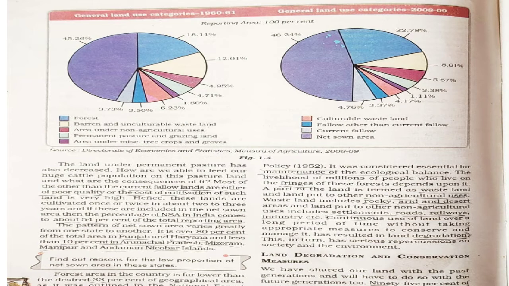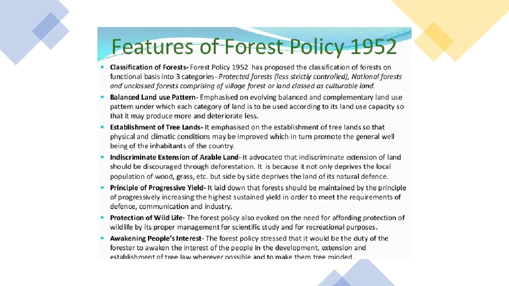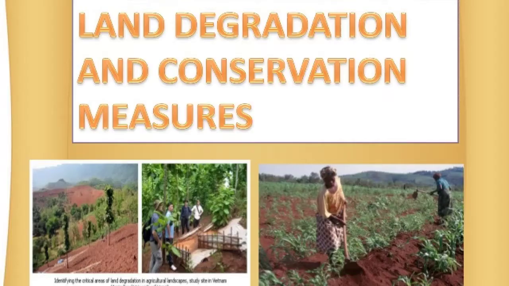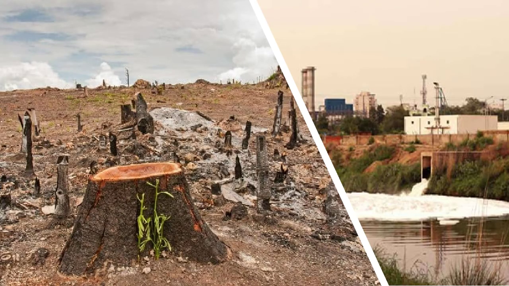Now the second topic will be land degradation and conservation measures. This is a topic about how lands in India are getting degraded and what measures we are taking to conserve them. You see how human activities have brought degradation to land. Some of the degradation is direct and some is indirect. For example, cutting trees. People cutting trees in the forest is a direct cause of the degradation of land. It can cause landslides and other natural calamities.